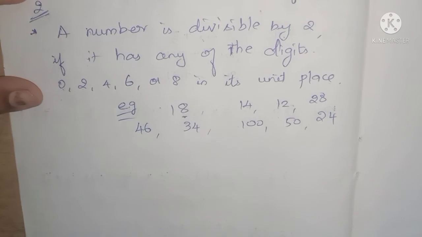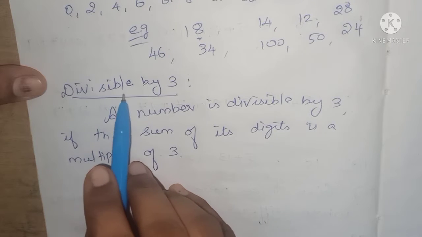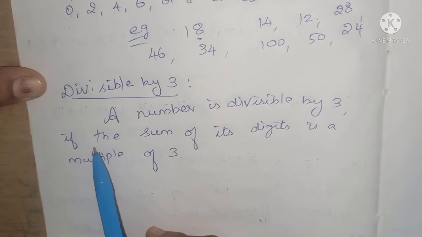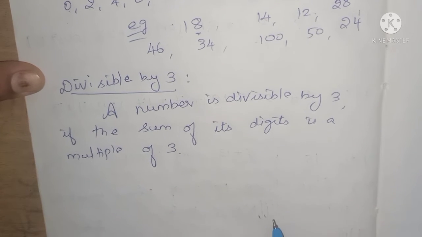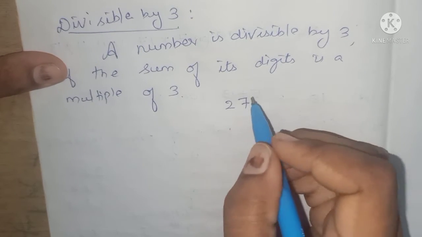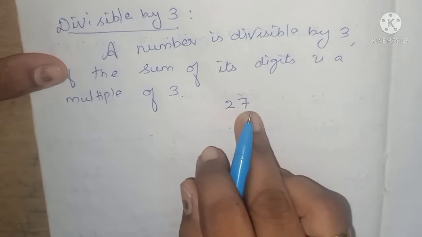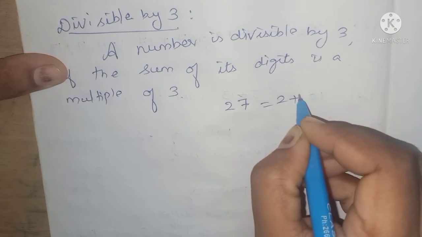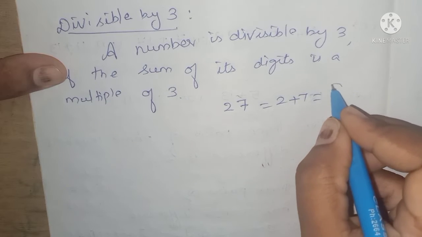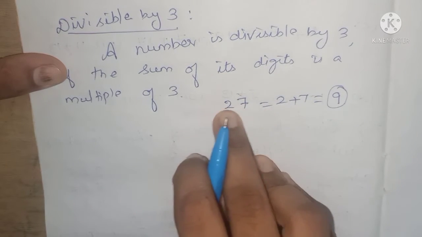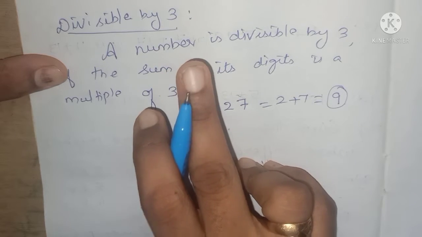The next we are going to see about the divisibility test for 3. A number is divisible by 3 if the sum of its digits is a multiple of 3. For example, consider the number 27. If I add 2 plus 7, this gives 9. This 9 is a multiple of 3 because 3 3s are 9. So we say that this entire number is divisible by 3.